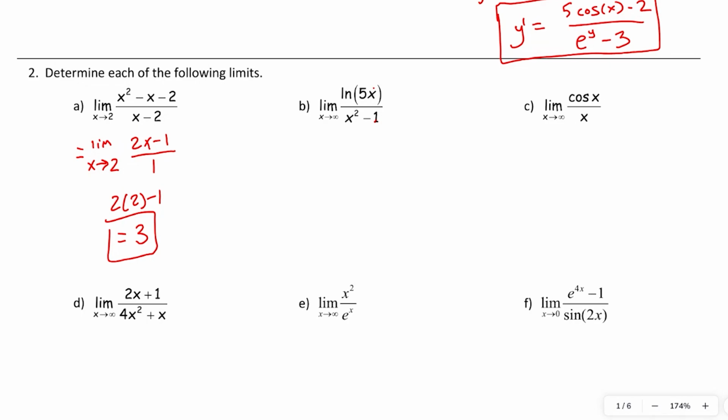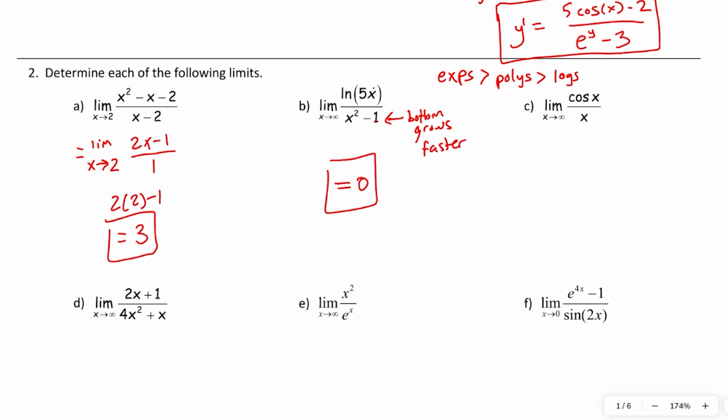Since all polynomial functions grow faster than all logarithmics, it's going to be bigger on the bottom. The bottom grows faster. And anytime that happens, an infinite limit like this is going to go to 0. So just to review here, all exponential functions are going to grow faster than all polynomials, and all polynomials will grow faster than all logarithms. And that's if x is going to infinity. If x is going to negative infinity, we'll cross that bridge when we get there.